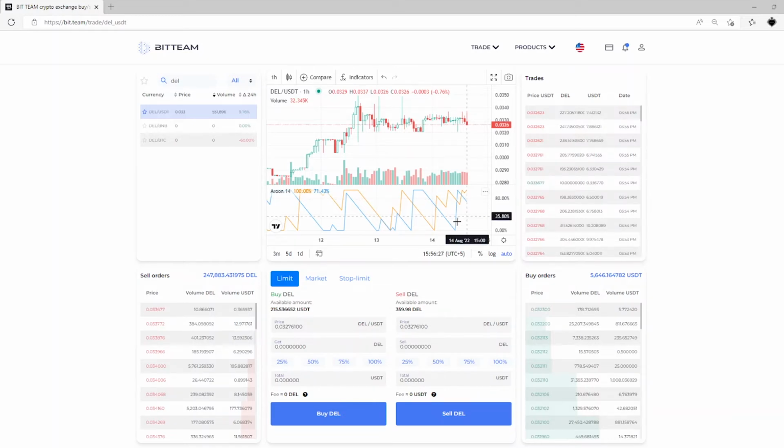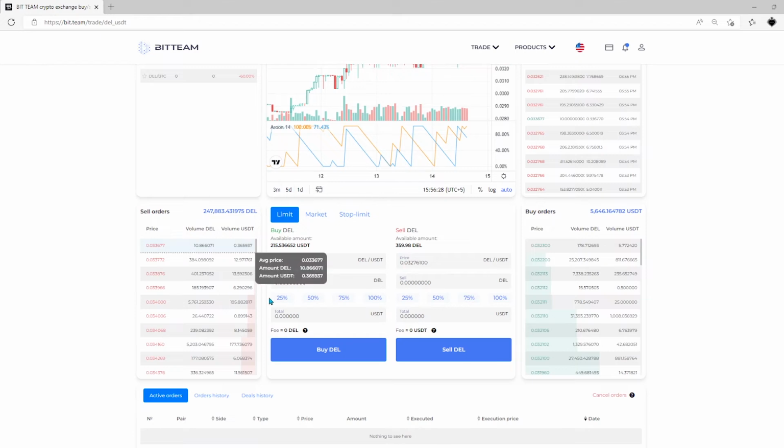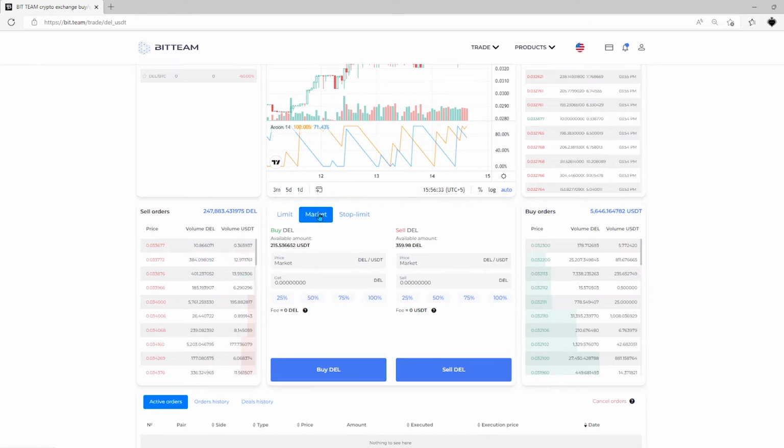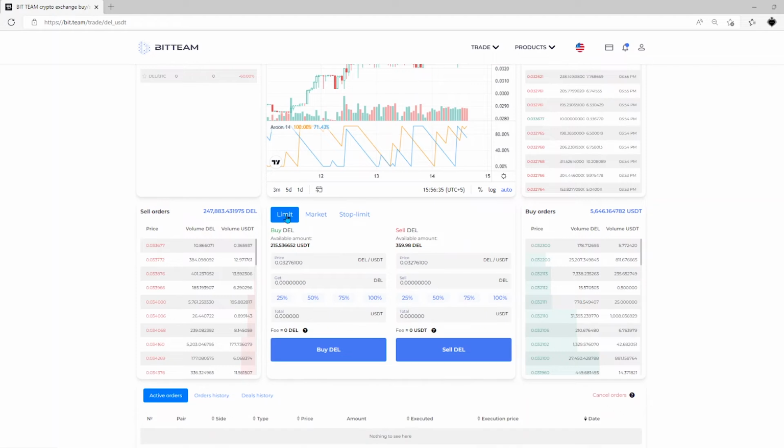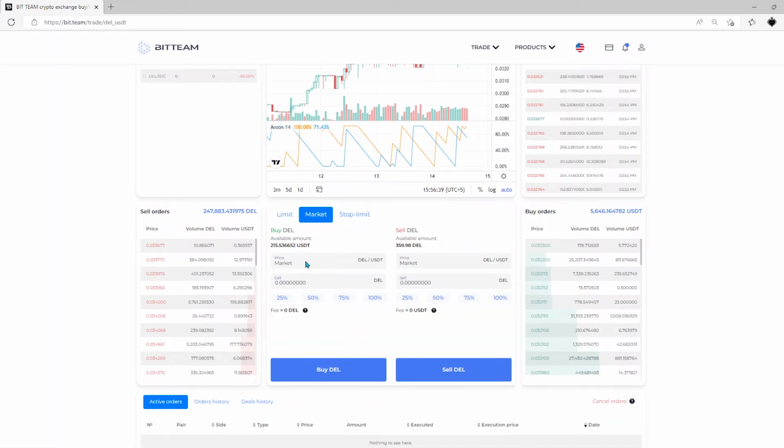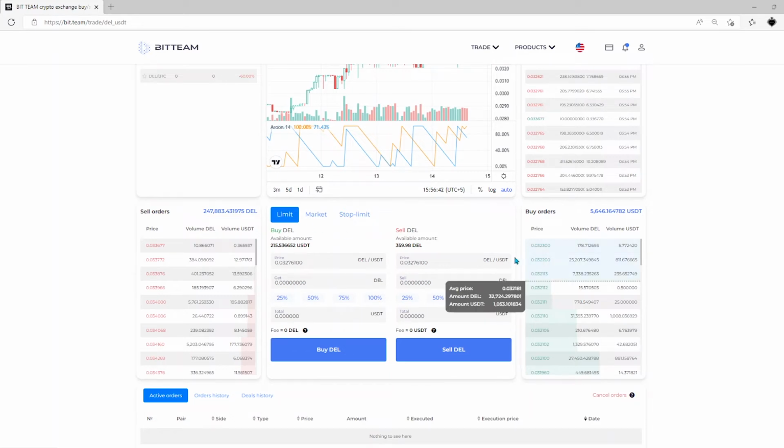Below the chart, the main trading terminal is presented, and here you can work with limit and market orders. With limit orders, you can specify the price yourself, and with market orders, you are agreeing to the current purchase or sale price. On the right and left are so-called trading glasses. On the left, red for sale, on the right, green for purchase.